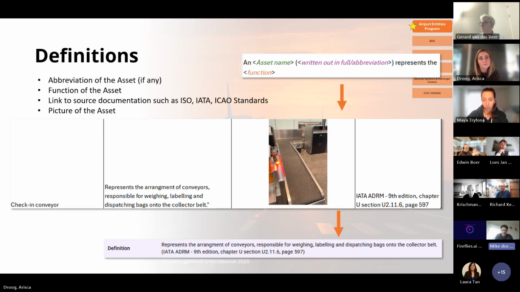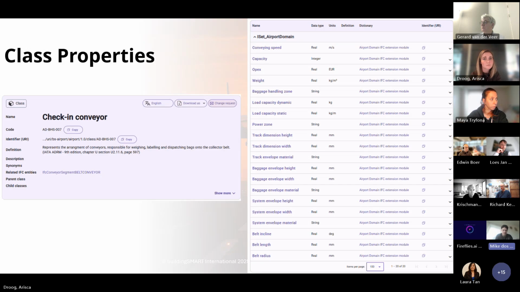If you go to the next slide. Also very important, each classification has its own properties. So here you see the example of a check-in conveyor, which has a quite large set of properties.